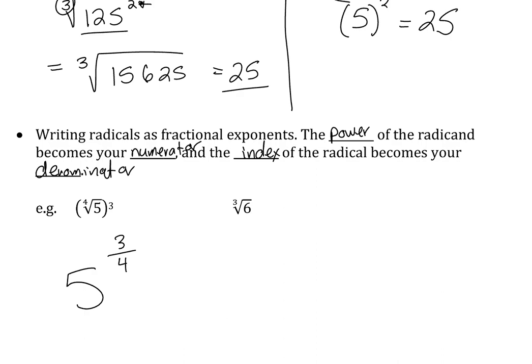Okay, and then this one is a little bit more simple because there's no raising to the power of underneath the radicand. I'm just going to say my base is my 6. And then my denominator is my 3. And if there's a blank spot, it's 1 because 6 is raised to the power of 1. So we can just put that there.